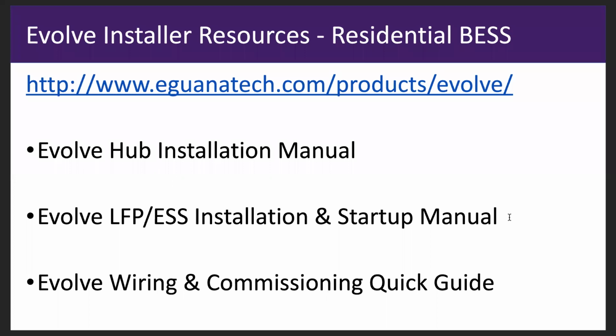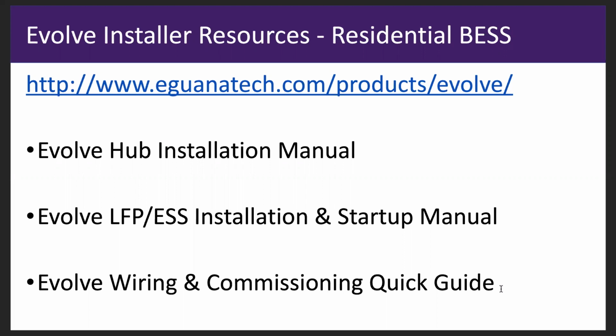ESS is just the product designation for the energy storage system that was originally provided with LG Chem nickel manganese cobalt chemistry, and our newer product has a Pylon Tech lithium iron phosphate chemistry. We'll be covering mostly the LFP product today, but we'll be using those two designations sort of interchangeably during some of the presentation slides. And then also the third reference document is the Evolve Wiring and Commissioning Quick Guide.